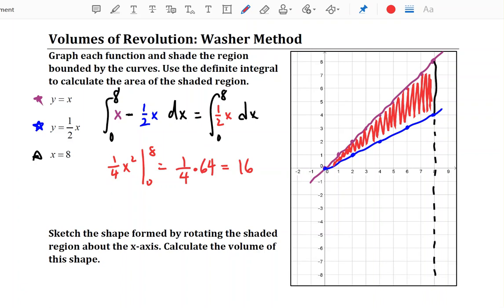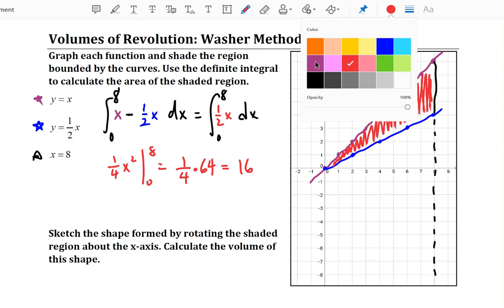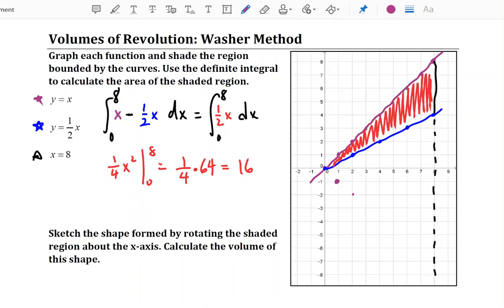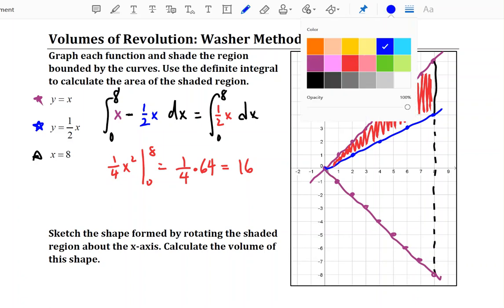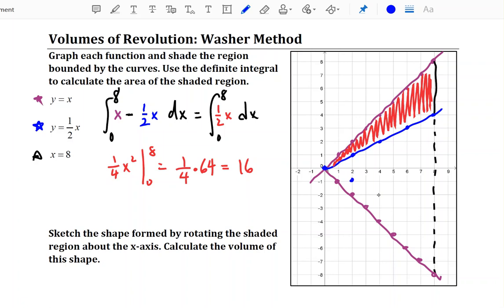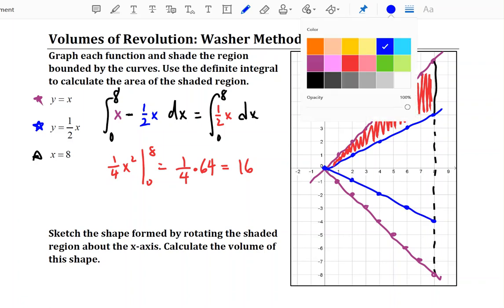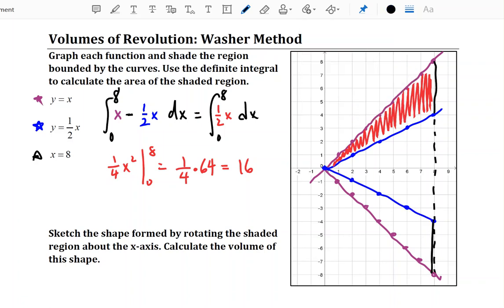What I want to do next is sketch the shape formed by rotating the shaded region around the x-axis. So just like previously, to get a decent picture of what this looks like when we rotate it, we want to reflect our region over the x-axis and see what it looks like below the x-axis. And then we'll try and imagine what it looks like as we rotate everything around. And so here's the region that gets formed there below.